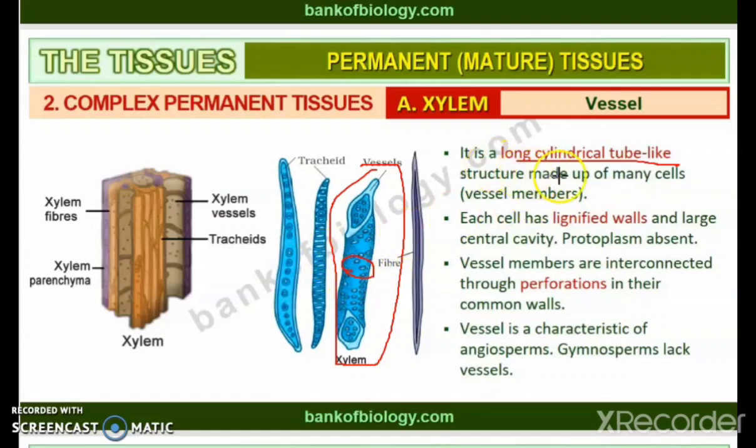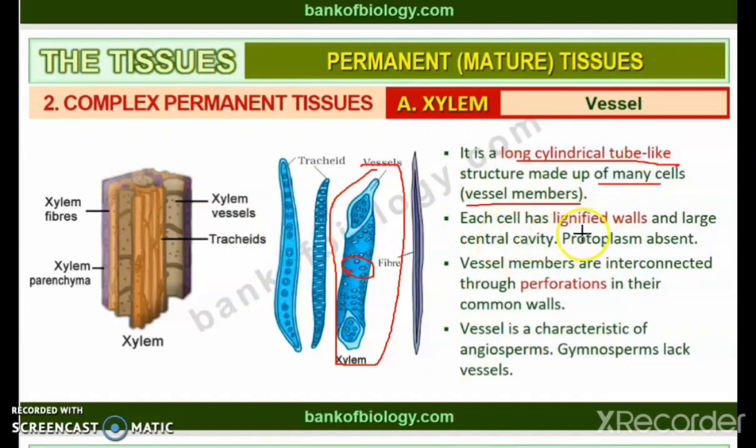And it is made up of many cells. It is not just made up of one single cell, it is made up of many cells, right? And they are called vessel members, right? So a vessel is a long cylindrical tube-like structure, and it is made up of many cells which are called the vessel members. You can see it here, right?